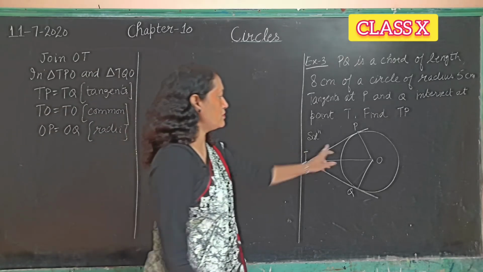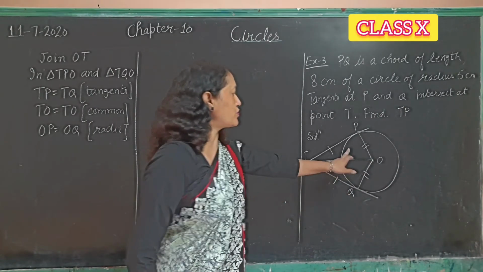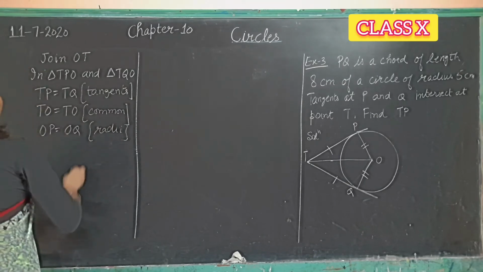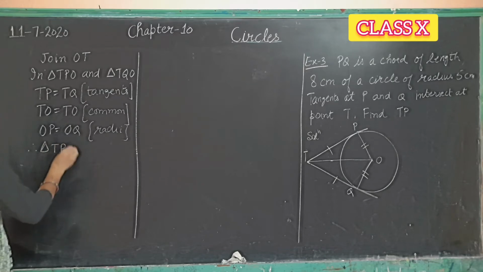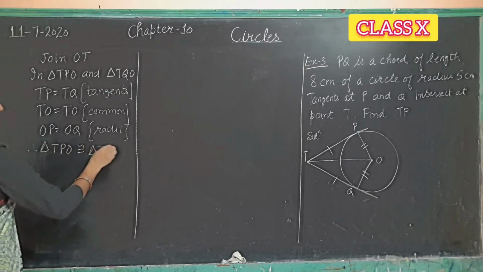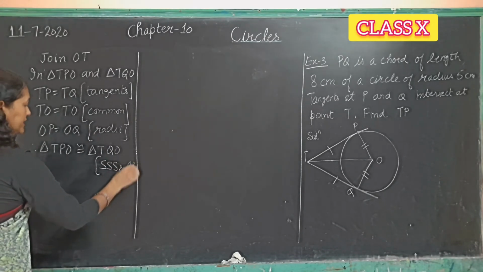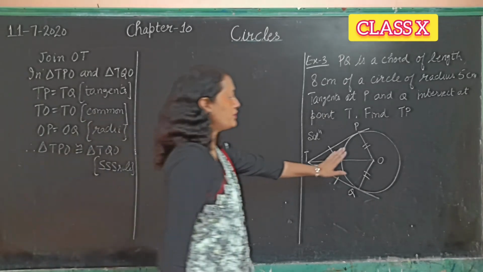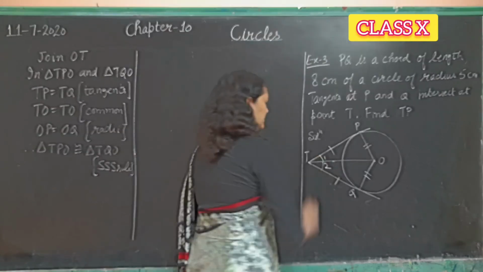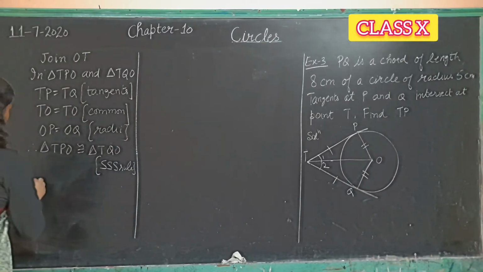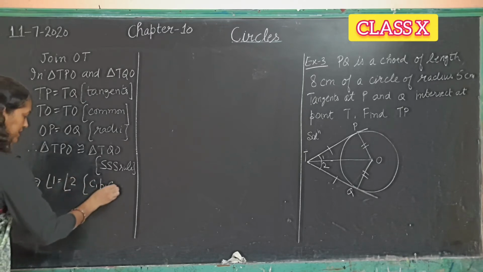So, these two are equal, this is common, and these two are equal. So, these two triangles are congruent using the SSS rule. Therefore, triangle TPO is congruent to triangle TQO by which rule? SSS rule of congruency. If we have proved the congruency of these two triangles, then we can say that these two angles will be equal. Implies angle 1 equals angle 2 using CPCT.